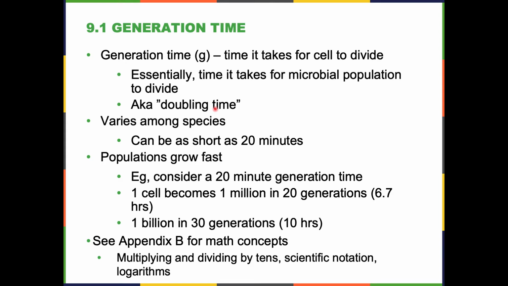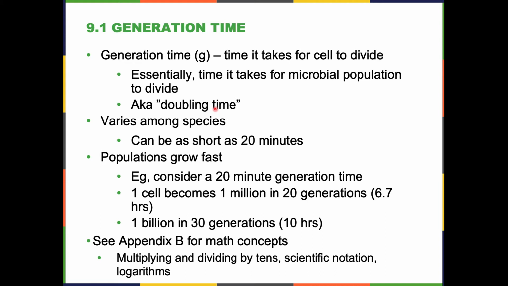If we think about this on a population scale, really what we're talking about is the time it takes for a microbial population to divide, aka double. So really that's all that happens. Within whatever the generation time is, the population is going to go from one cell to two cells, from two cells to four cells, etc.